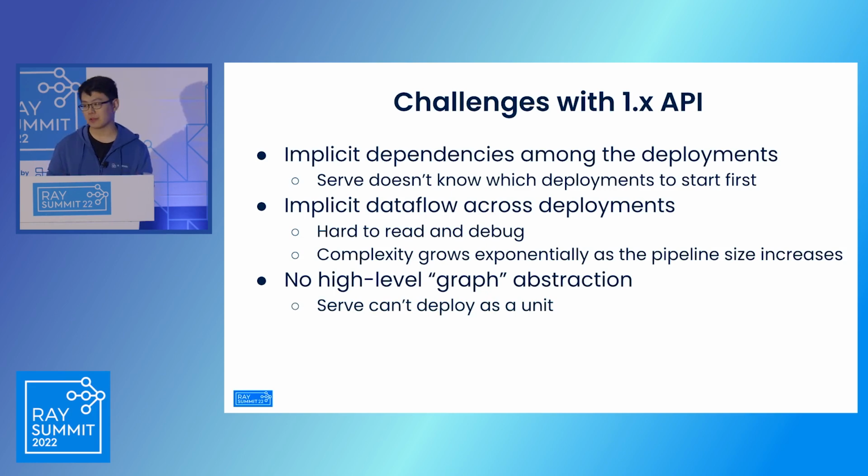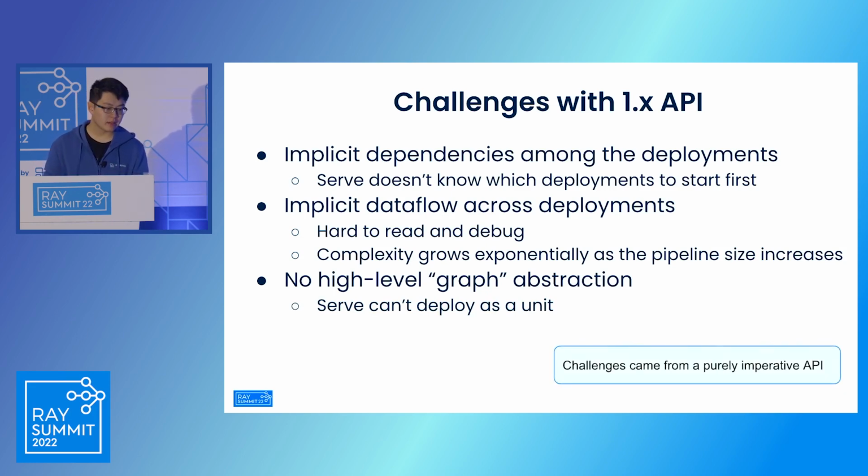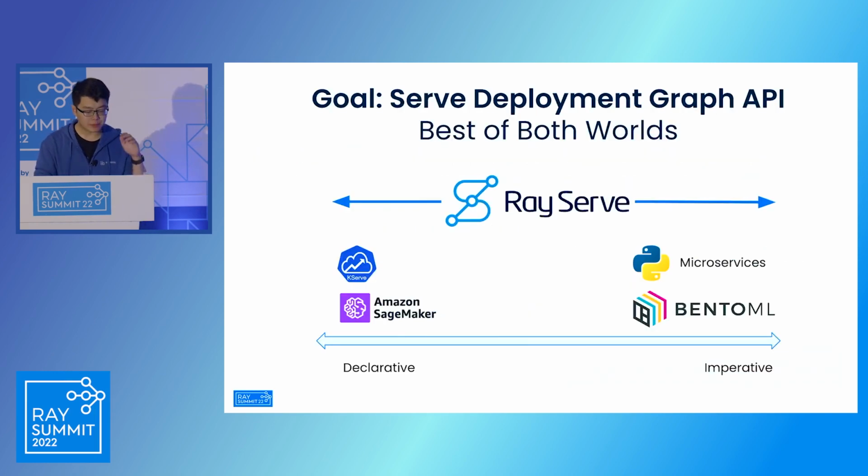So we cannot deploy these as a unit. Now, all of these challenges come from a purely imperative API. That's why in RayServe 2.0, we want to build an API that's essentially the best of both worlds. It gives you the expressiveness of an imperative API, as well as the good production side of a declarative API.